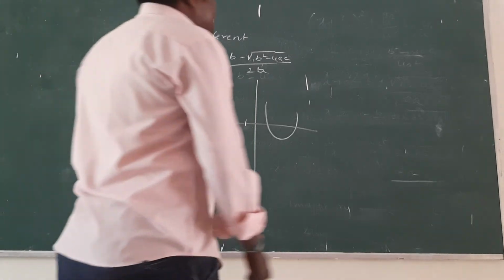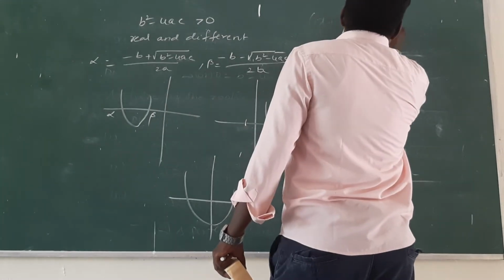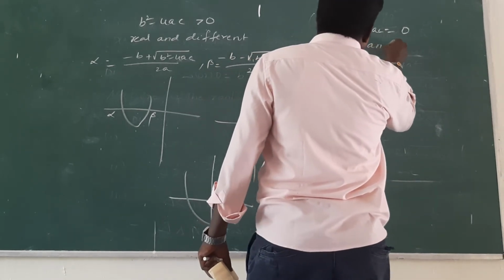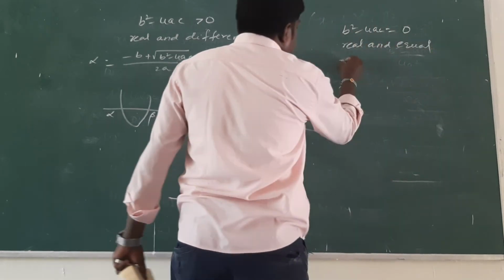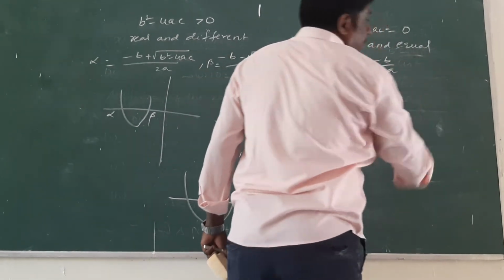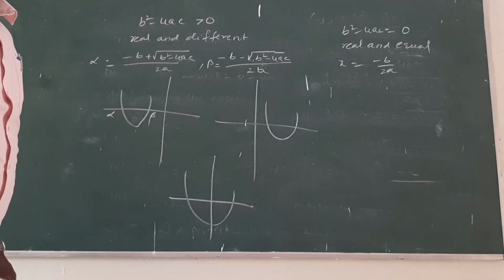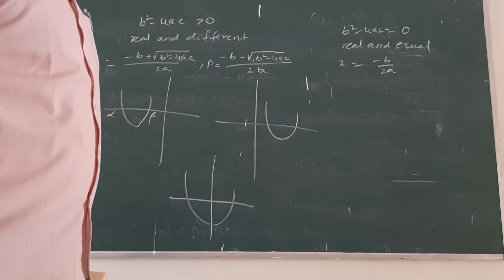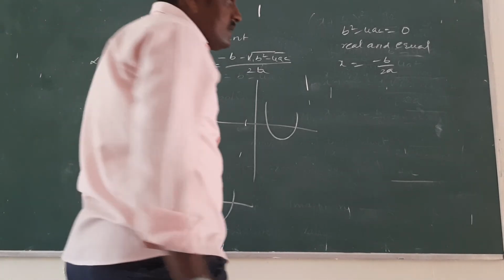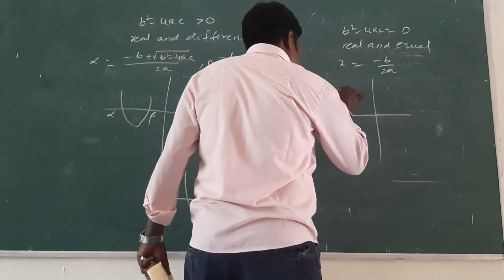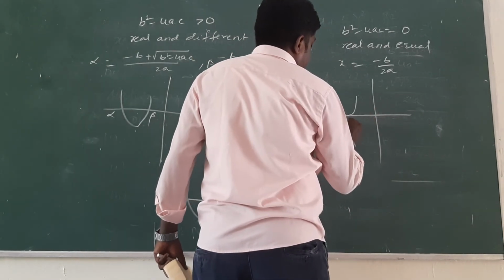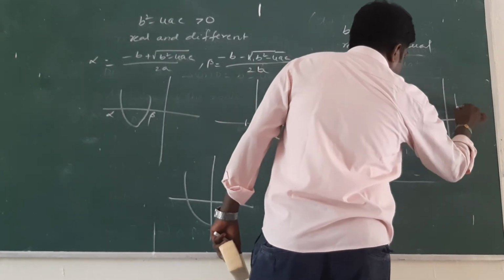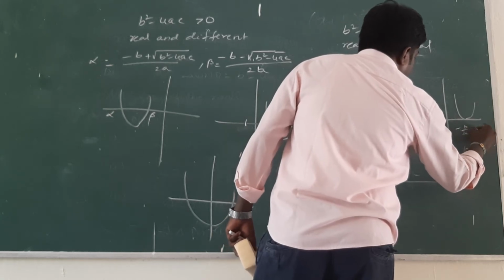If the discriminant delta, b square minus 4ac, is equal to 0, the roots are real and equal. The roots will be minus b by 2a. In this case, the shape of the graph comes like this, with the point minus b by 2a comma 0.